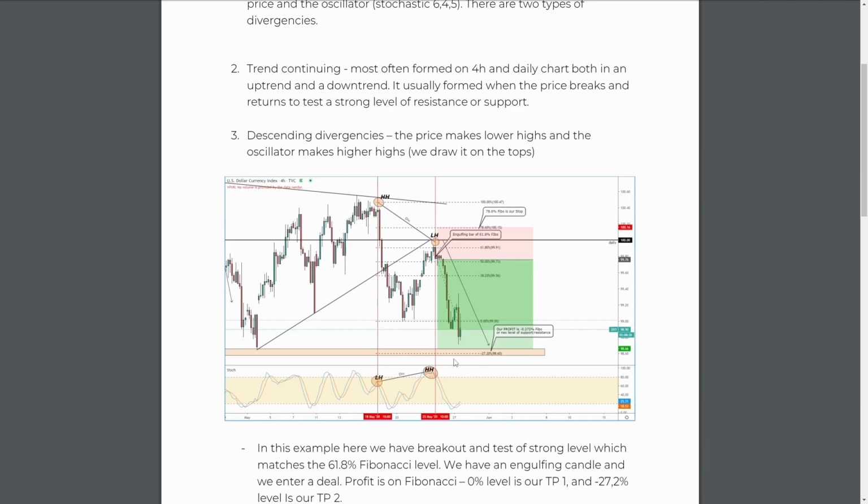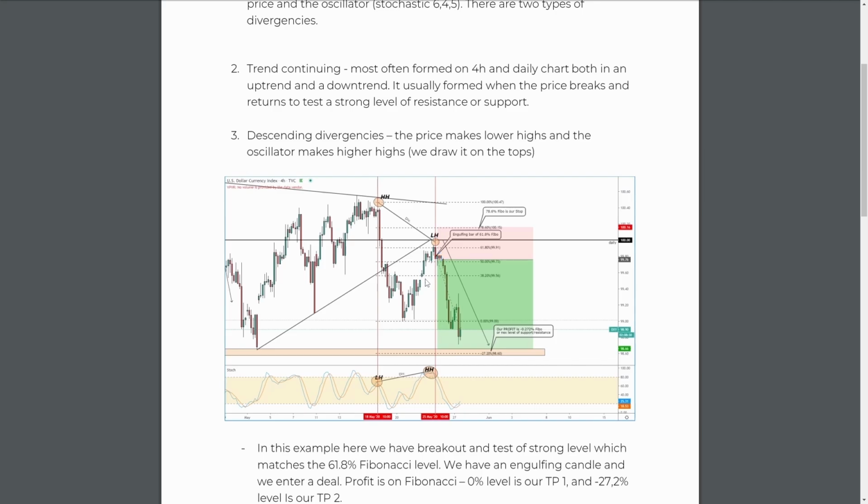Divergences that are trending, they are always trending. The difference is that some are uptrending and others are downtrending. It is formed most often on the 4-hour chart and on the daily chart. Most often, after the price breaks through and returns to test some strong support or resistance level. It breaks the level, comes back to test it, forms a lower high, stochastic forms a higher high. And of course, we wait for a formation of candles to enter a short position.